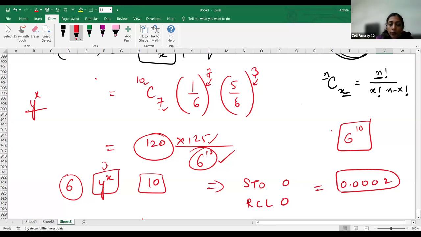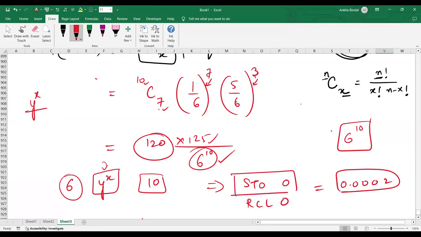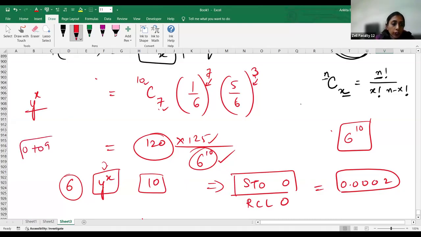We have to put STO and then press any number key, 0 to 9, wherever you want to store. So you can store values on numbers of 0 to 9. You can store 10 values in your calculator. So I am storing this number on the 0th key using STO 0. And then I am doing 120 into 125. So how much am I getting? 15,000?